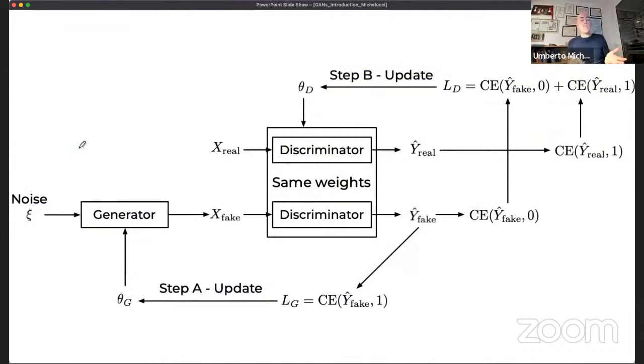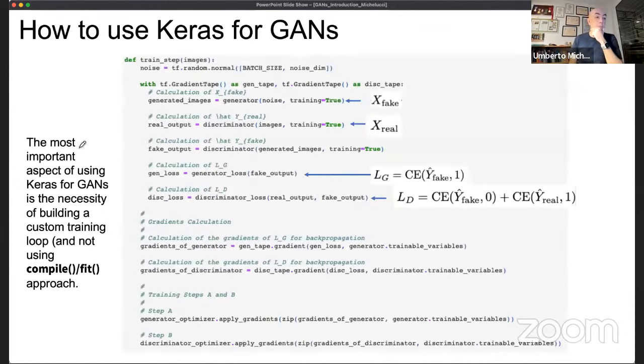So this is actually the main idea. You do this step A and step B, right? And I'll show you in the code how you do that. In the code, I try to use the same notation, so you will see, for example, that when I talk about XFake, it is this image. And the generator and the discriminator are two functions that return the model, the Keras model.